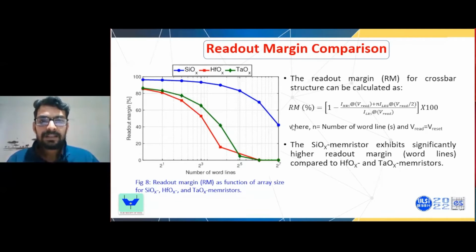So the higher the readout margin percentage, the more bits we can accommodate. We can see that for silicon oxide, we have a significantly higher readout margin as compared to hafnium oxide and tantalum oxide. This is due to the higher on-off current ratio of the silicon oxide memristor.